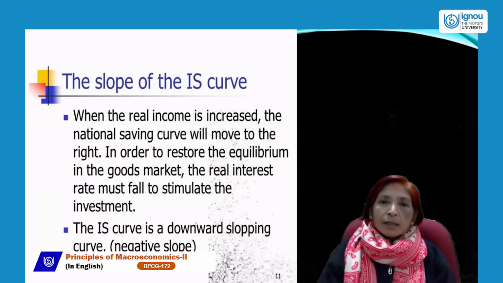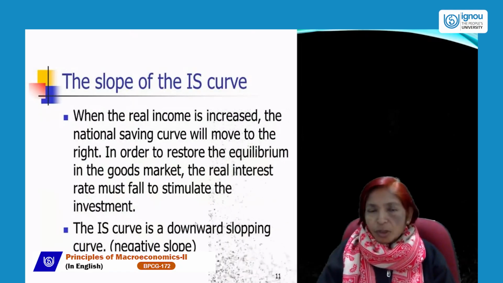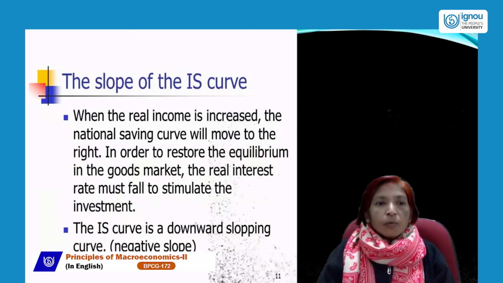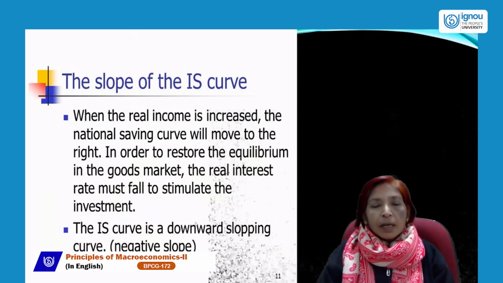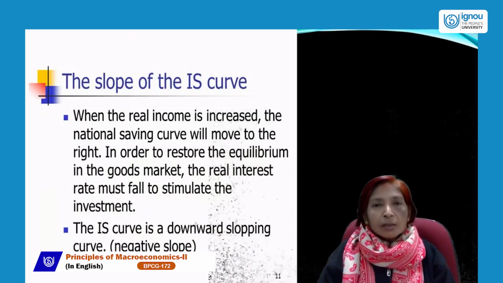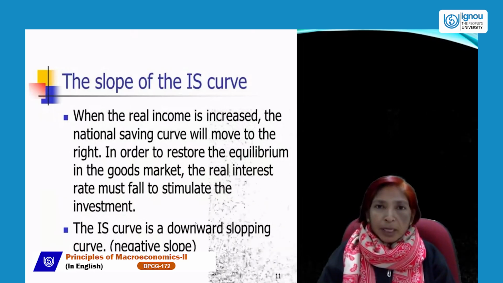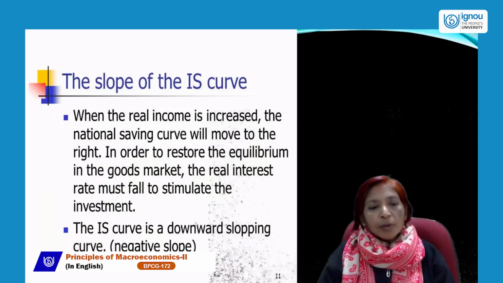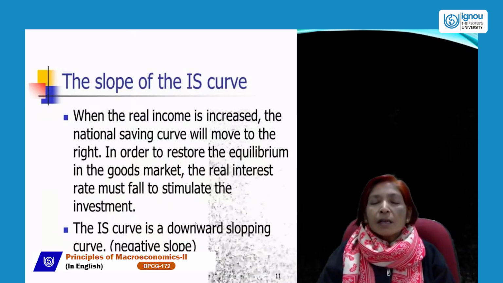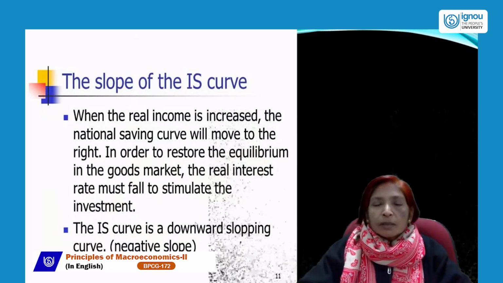You know that generally the slope of the IS curve is always downward sloping, or negatively sloped. When the real income is increased, the national saving curve will move to the right. In order to restore the equilibrium in the goods market, the real interest rate must fall to stimulate the investment. So the IS curve is always a downward sloping curve, or negatively sloped curve.